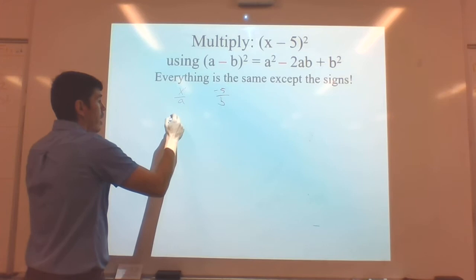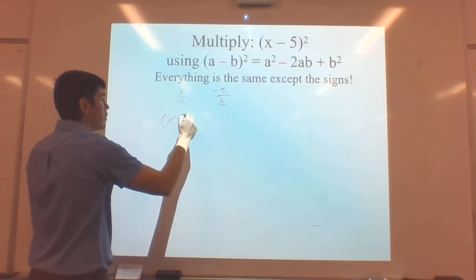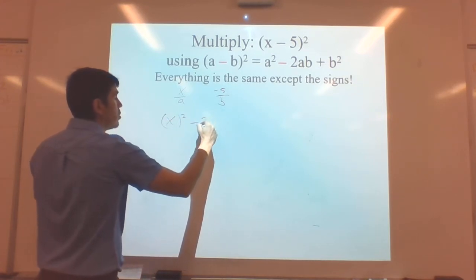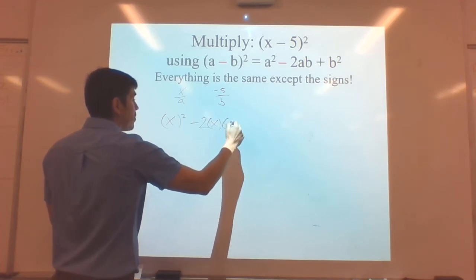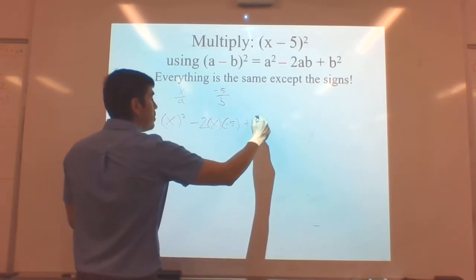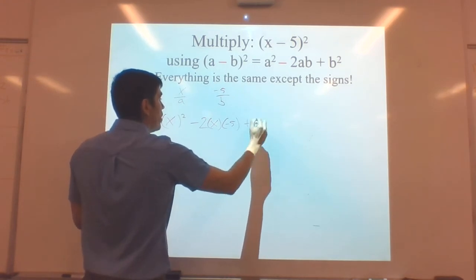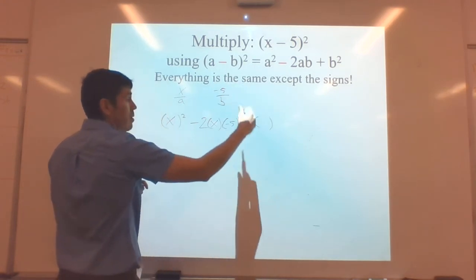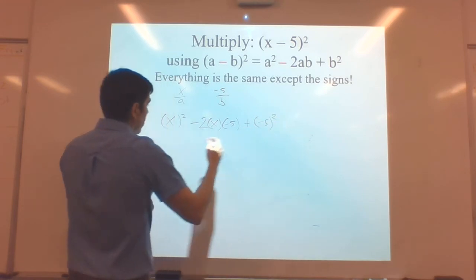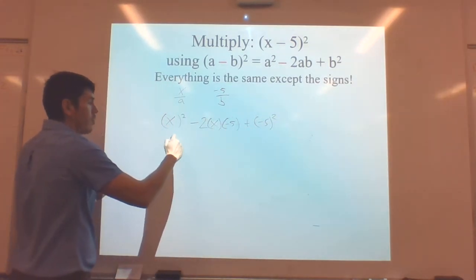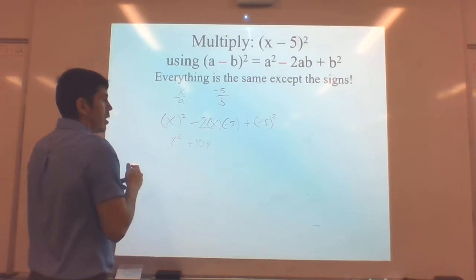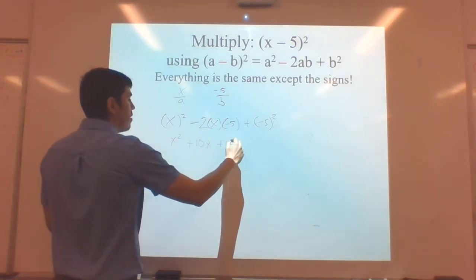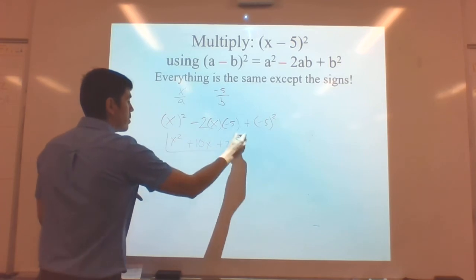So I get x squared minus 2 times my A, which is going to be x, times my B, which is going to be -5, plus my B squared. What's my B squared? It's -5 squared. Then I evaluate. I get x squared plus 10x plus 25. That's my answer.